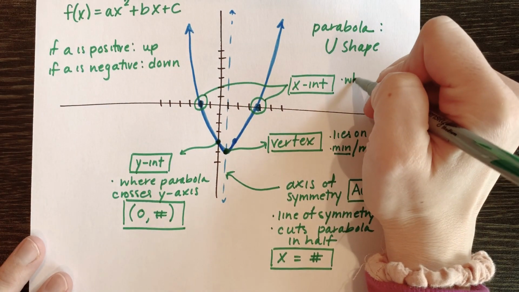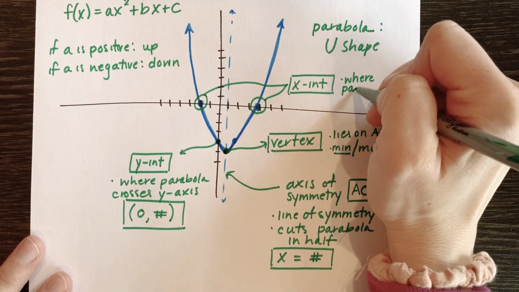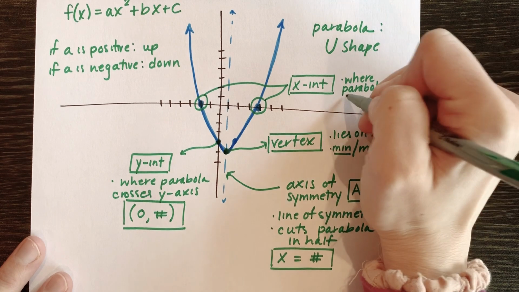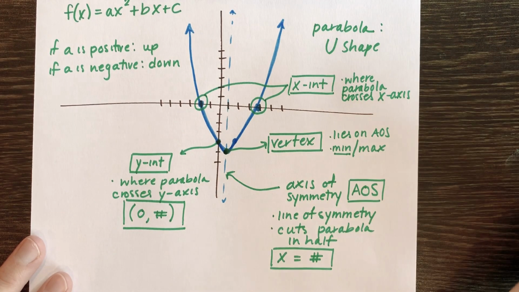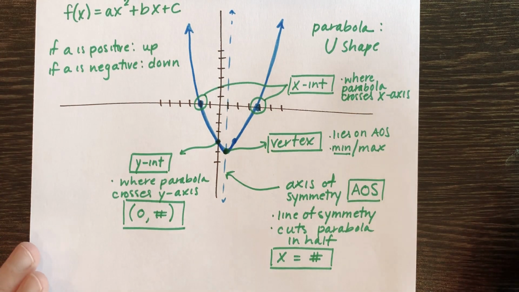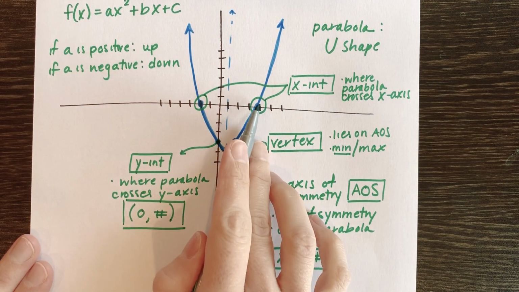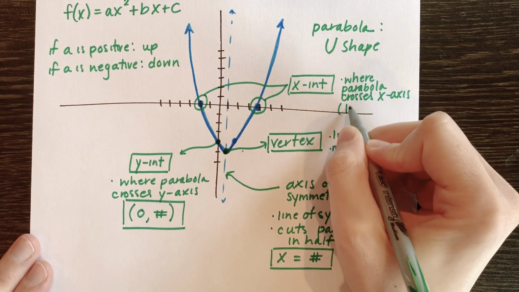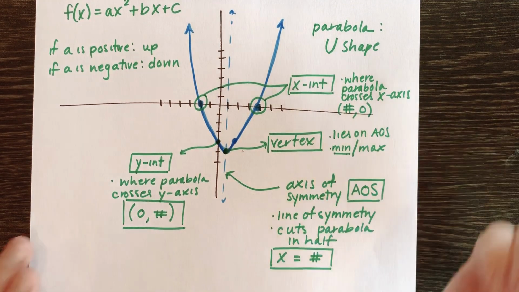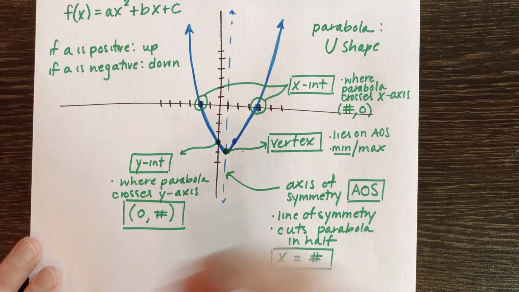So where the parabola crosses the x-axis. And just like with linear functions, because it's a point on the x-axis, it will always have a number for x and 0 for y.